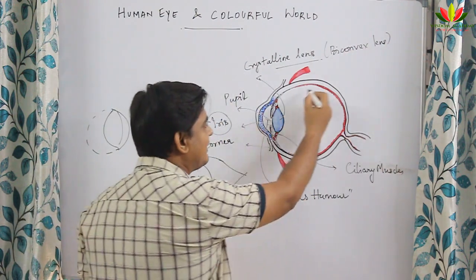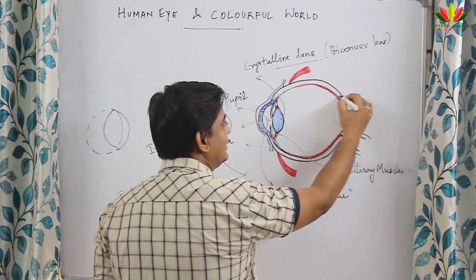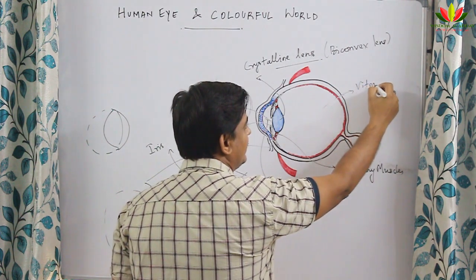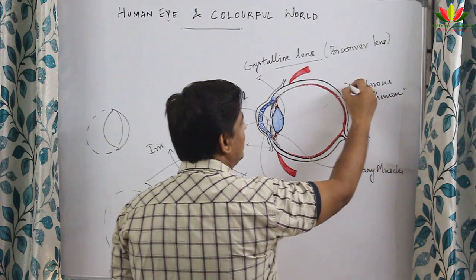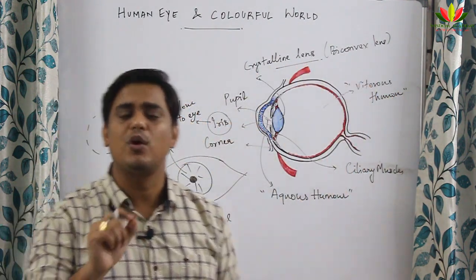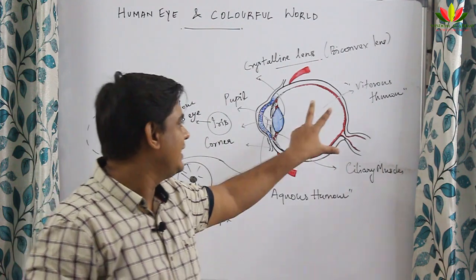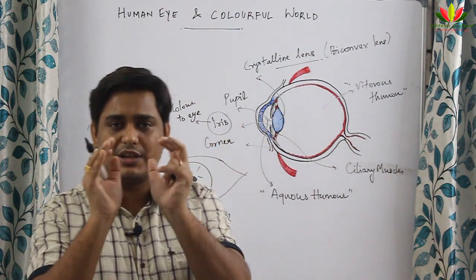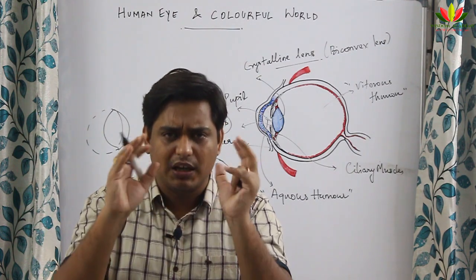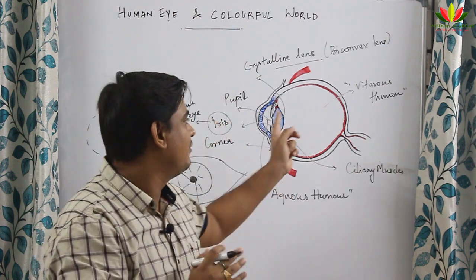Then this liquid present here is called vitreous humor. What I wrote that time, it is vitreous humor. This is the part which gives shape to our eyes. So this is again a jelly-like liquid present here, which helps us to maintain the shape of our eyes. So the eye should be in a spherical shape. That shape is maintained by our vitreous humor.